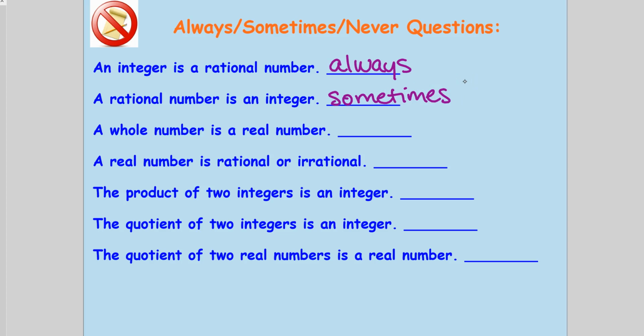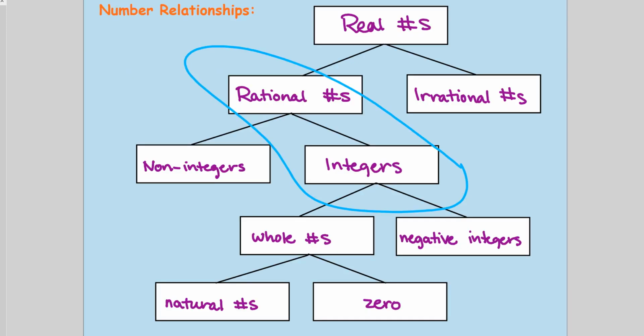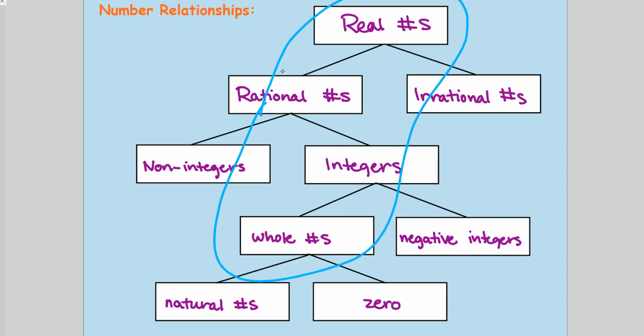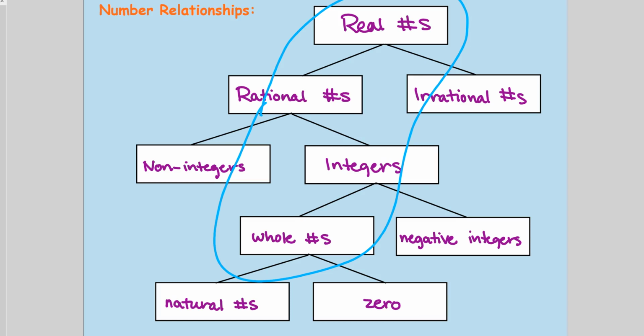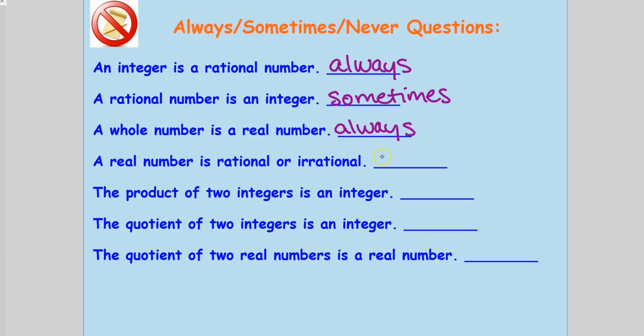A whole number is a real number. Is every whole number real? Let's look back. Are whole numbers inside the umbrella of real numbers? Well, yes, they are. We can see that. Okay, so this would be always. A real number is rational or irrational. Remember, we said that's what the real numbers were. They're made up of rational and irrational numbers. So that one is always.